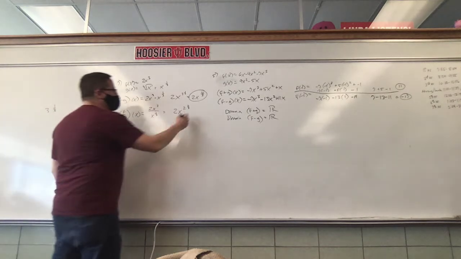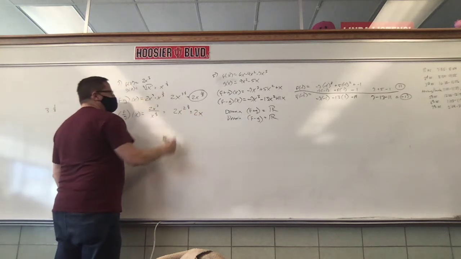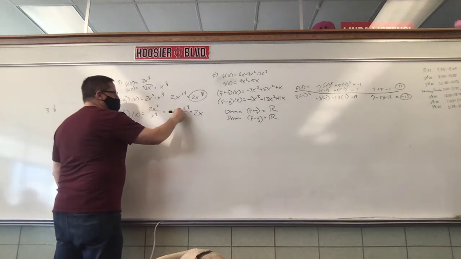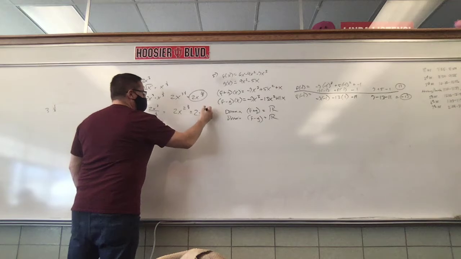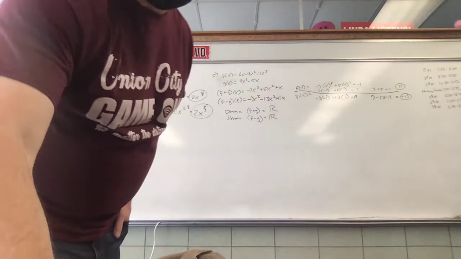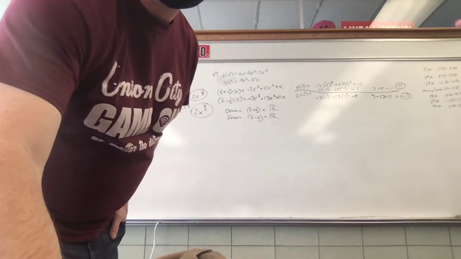Let's make this into an improper fraction. So what would 2 and 2/3 be as an improper fraction? 3 times 2 is 6, plus 2 is 8/3. 2x to the 8/3. Why are we making improper fractions? Because that's the way they are on the computer.